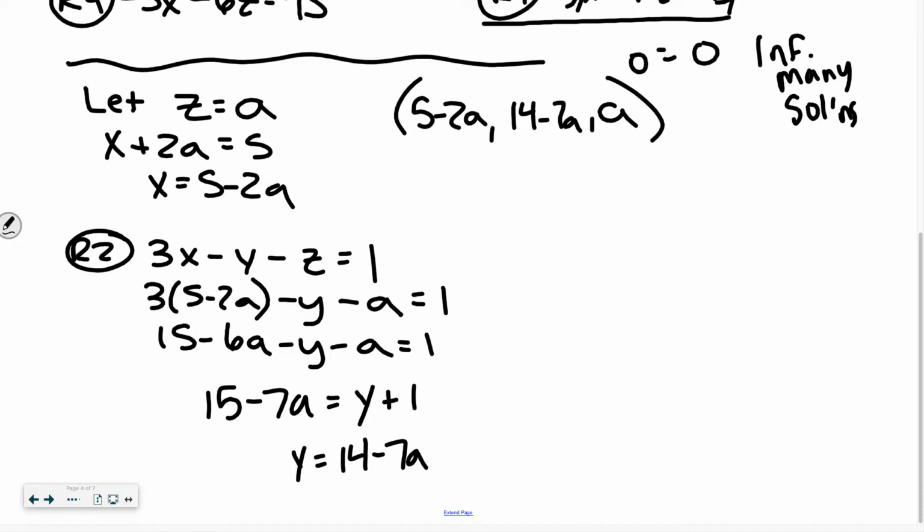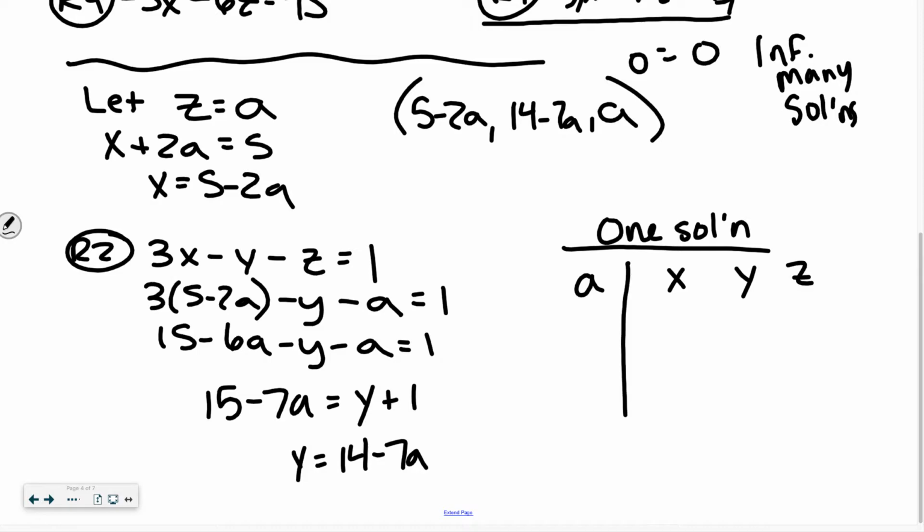Okay? Just as a side note, if I asked you to give one example or one solution, if you just wanted to know what is one solution that works, you would just think about a, x, y, and z, and you could let a be anything. What's always a nice thing to let a equal? 0. That's pretty easy, right? Because then x is 5, and y is 14.